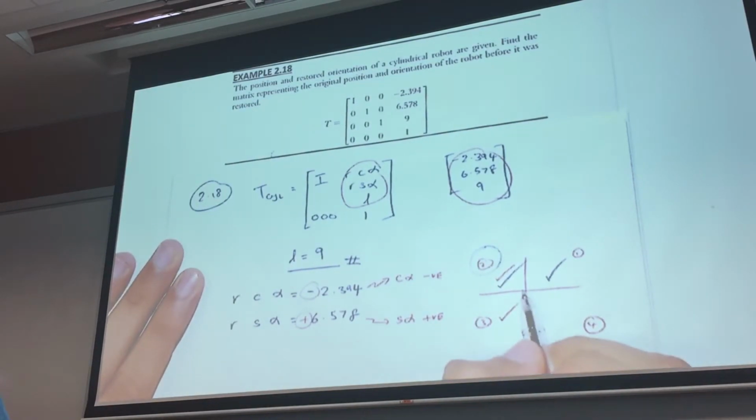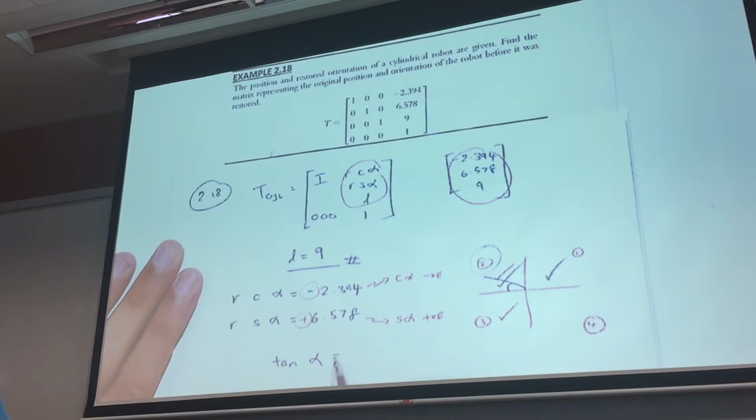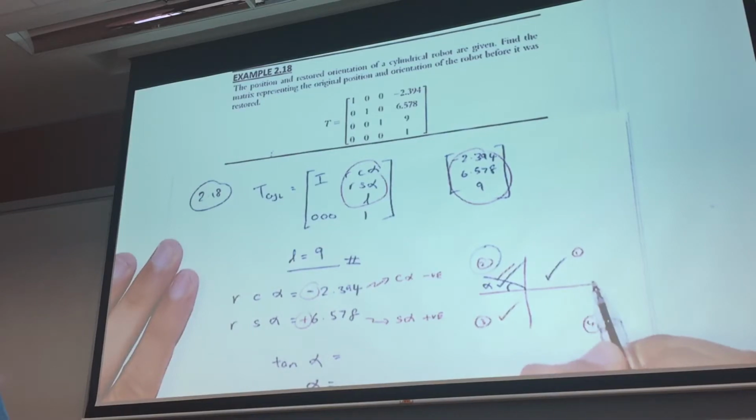Okay, now when you look at quadrant 2, you will find a principal angle. So when you do your tangent alpha, right? You get your alpha equals to some value, right? This is your alpha value. But the final answer you should give me is not this directly. If this is my zero reference line, right?